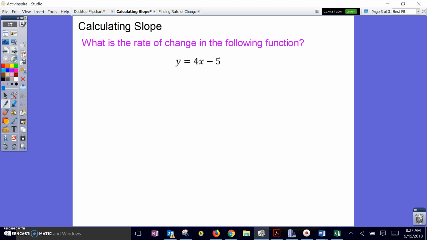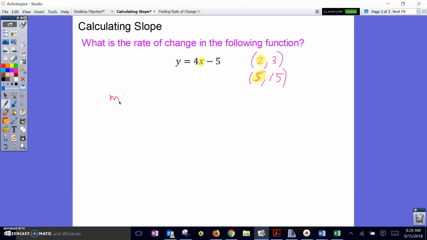I'm just going to pick a couple of points. I'm going to put 2 in here for x, and if I put 2 in here for x, the y value is 3. And then I'm going to pick another point, maybe I'll put in 5 for x. And if I put 5 in here for x, the y value is 15. So I just randomly picked a couple of x coordinates, substituted them into the function for x, and then figured out the y coordinate that came with them.